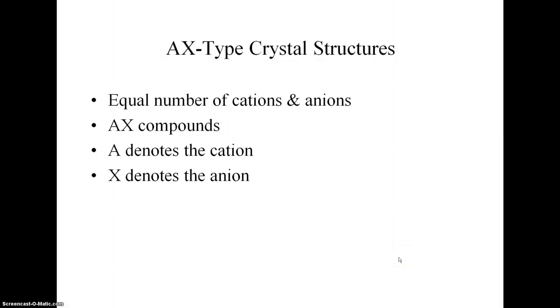Okay, so the ceramic crystal structures can be quite varied. We're going to study just a few of the variations, and we'll start with the AX-type crystal structure. The AX-type crystal structure really means that we have an equal number of cations and anions. The A denotes the cation, the X denotes the anion numbers, of course.